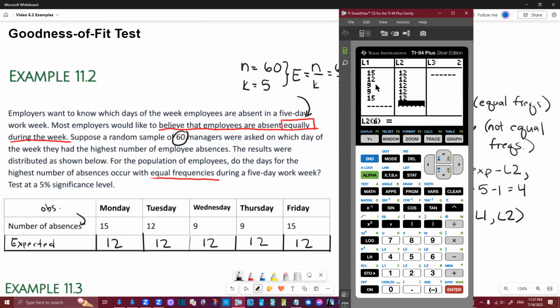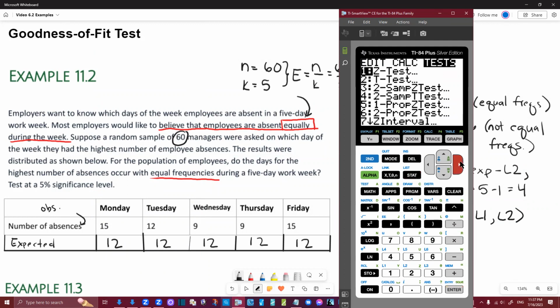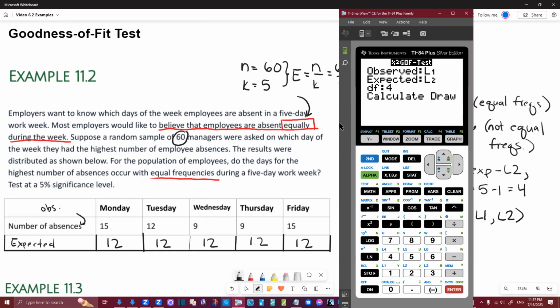So raw data in list 1, our expected frequencies in list 2. We're going to go back to stat, test, and then we're looking for chi-square GOF, which is option D. Press enter, and it asks us for 3 things. It asks us for where the observed is, where the expected is, what our degrees of freedom are. It defaults to the observed as L1 and expected as L2. So if you're doing that consistently, you shouldn't need to change anything except that degrees of freedom. In this case, our degrees of freedom is 4.